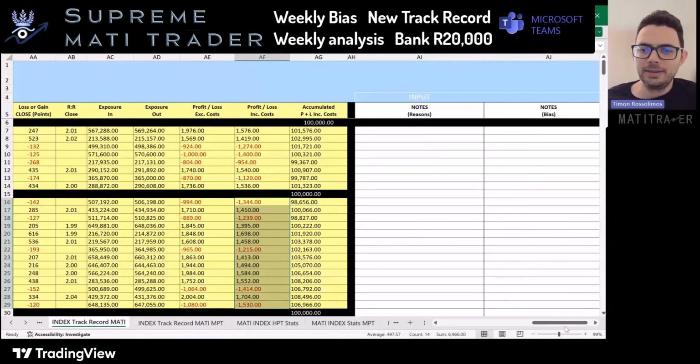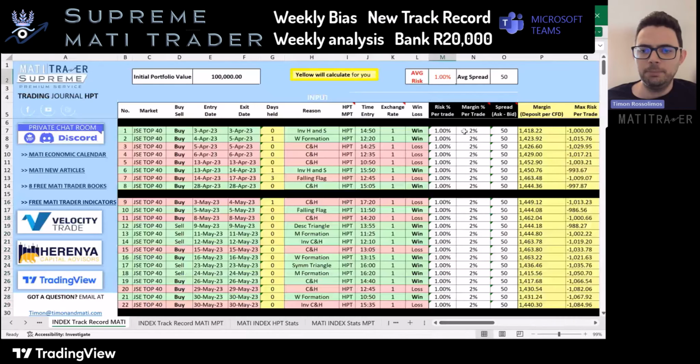The other thing is that now that we're becoming a little bit more experienced with Supreme, we can pump it up to 1% of our risk per trade. And the medium probability trades, you can either trade them or not, or you can risk 0.5% of your portfolio.